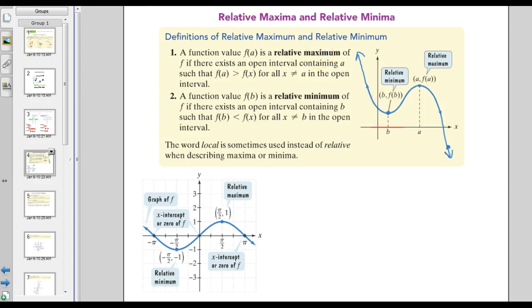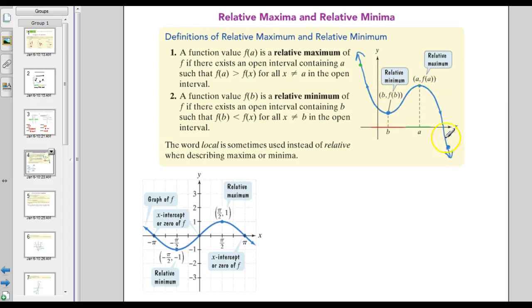There exists some interval down here on the x-axis where this is the highest point. Yes, there is a higher point, but this is the highest point in an interval close by. So that's what I mean by relative. Relative to the points close by this one, this is the highest. Relative to the points close by this one, this is the lowest.